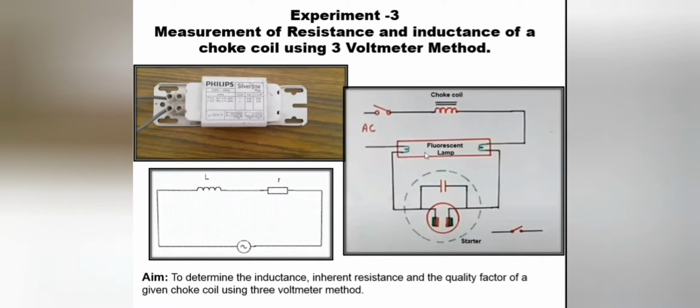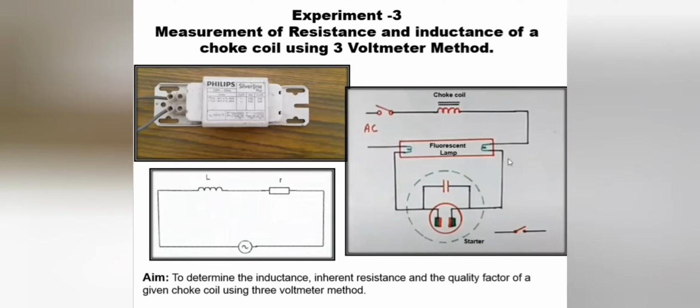Basically, the choke coil is used in the fluorescent lamp. Along with the choke coil, a starter is also used in the fluorescent lamp, as shown in the diagram. The choke coil is connected in series with the fluorescent lamp.